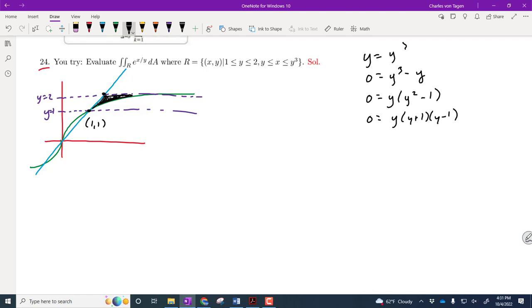So what are we going to need to find? Well, let's go ahead and find this coordinate right here. Well, we know the y coordinate is 2. And since we're on the line y equals x, then the x coordinate also has to be 2. So that's the ordered pair (2, 2).